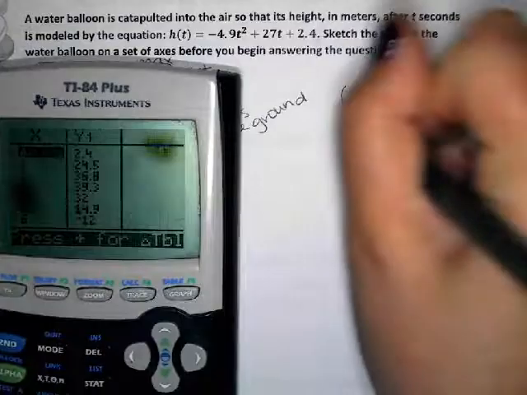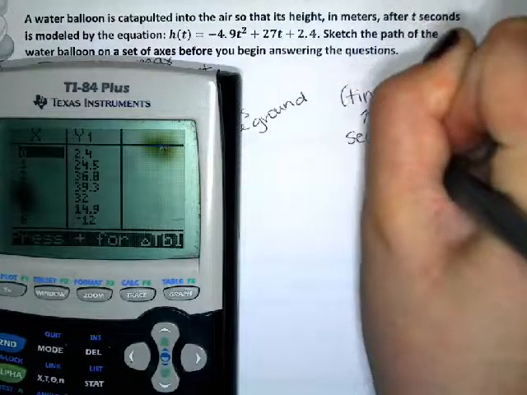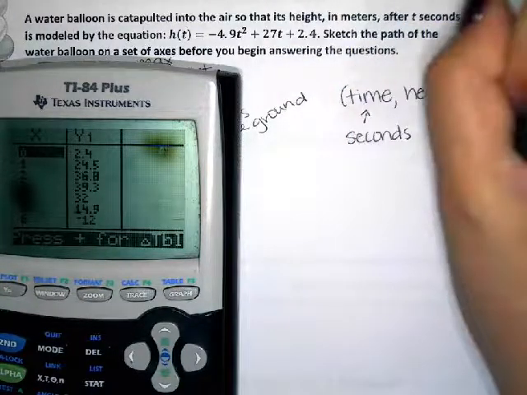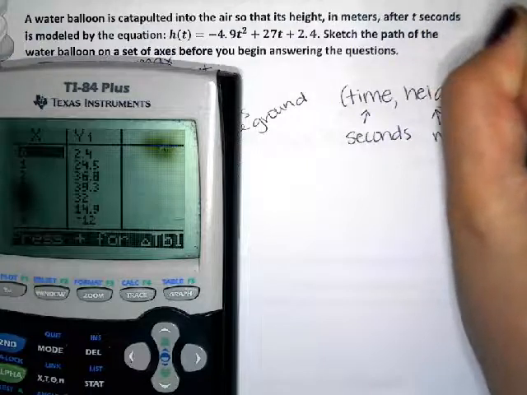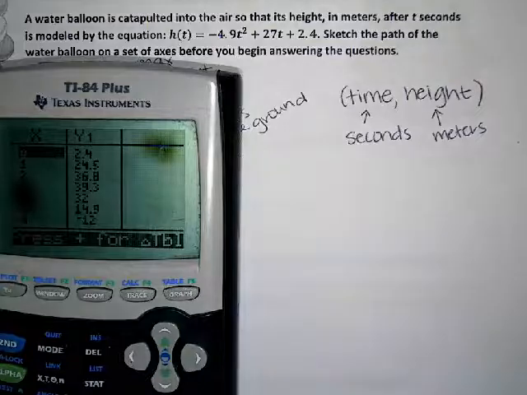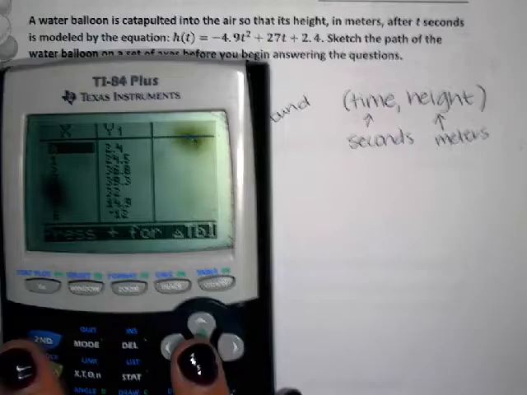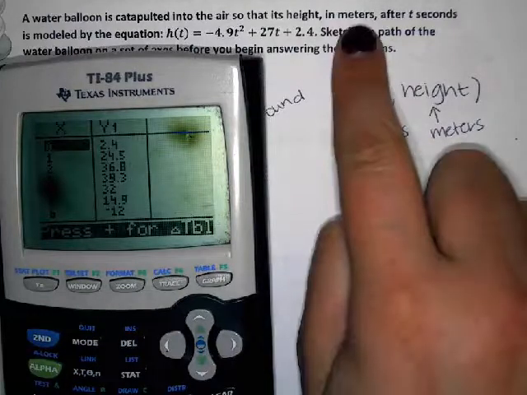So in the graph, do we change it to T instead of X? Nope. You're still going to use X and Y. Your calculator always does X and Y. So our time is in seconds, and in the problem they said meters. The height is in meters. So time is in seconds, height is in meters.